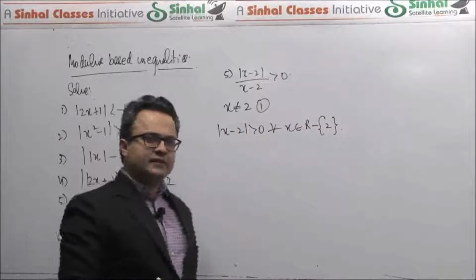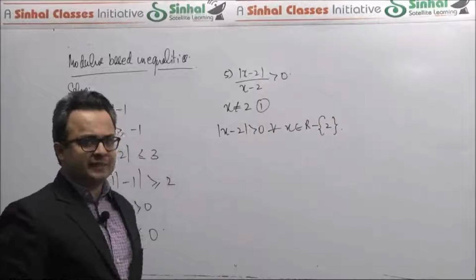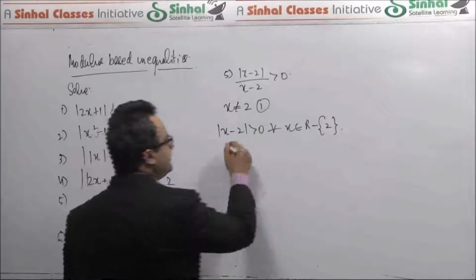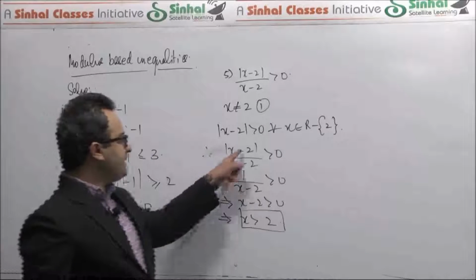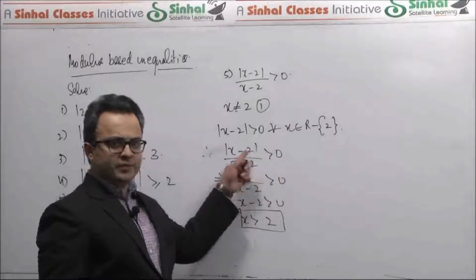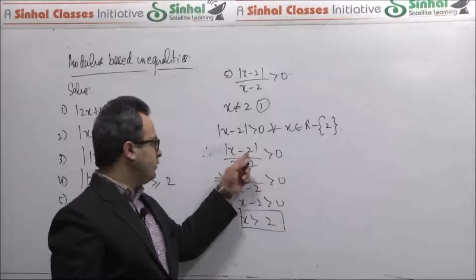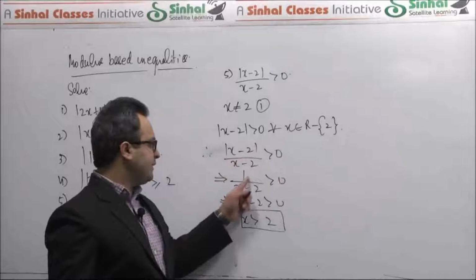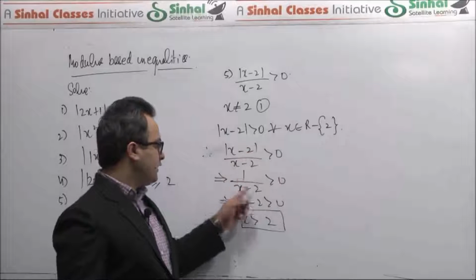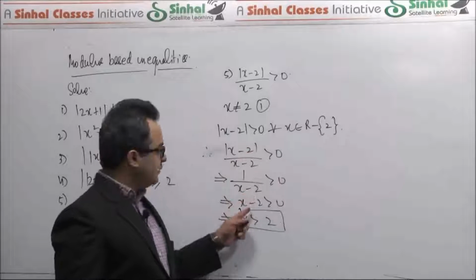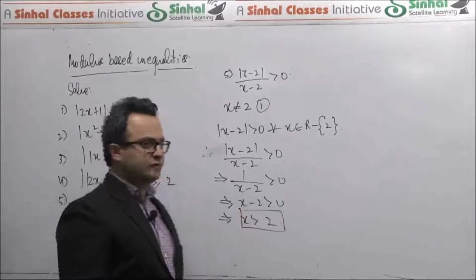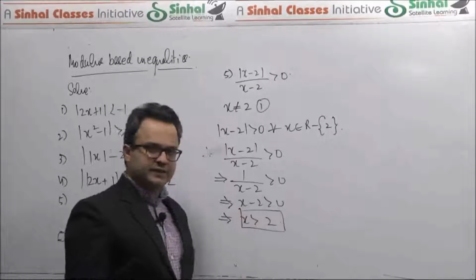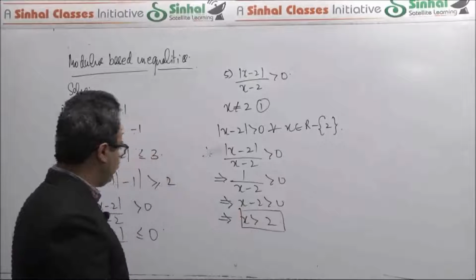And since it's always positive, I can divide both sides by mod x minus 2. Since mod x minus 2 upon x minus 2 is positive and mod x minus 2 is anyway greater than 0 as long as x is not equal to 2, I can divide both sides by mod x minus 2. So 1 upon x minus 2 has to be positive, which will obviously only happen if x minus 2 is positive, which will happen if x is greater than 2. So this should be the final answer as far as the fifth question is concerned.